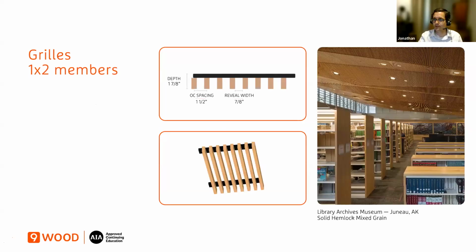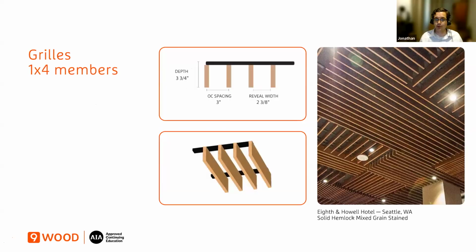A lot of different choices. A 1x2, the multi-plane system there. 1x4 is a deeper member grill. And so there's just a lot of choices. And look, you can also stain it too.